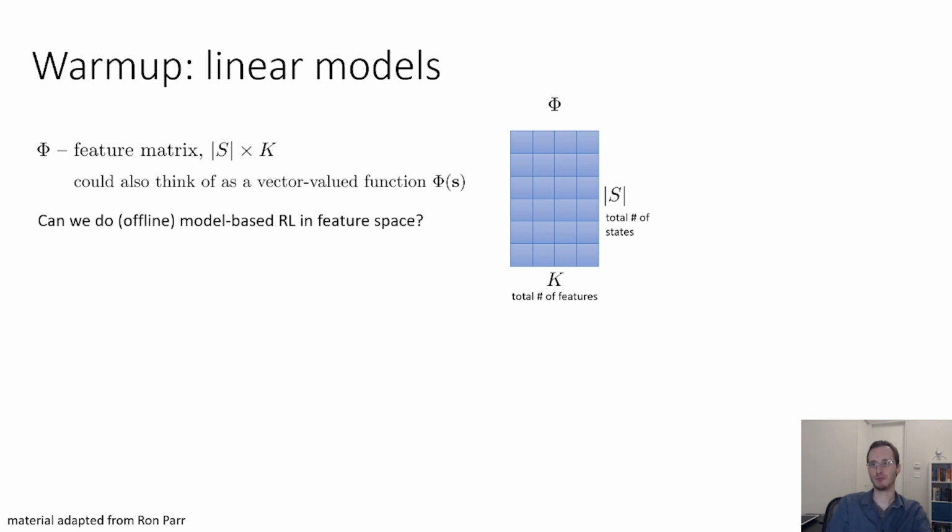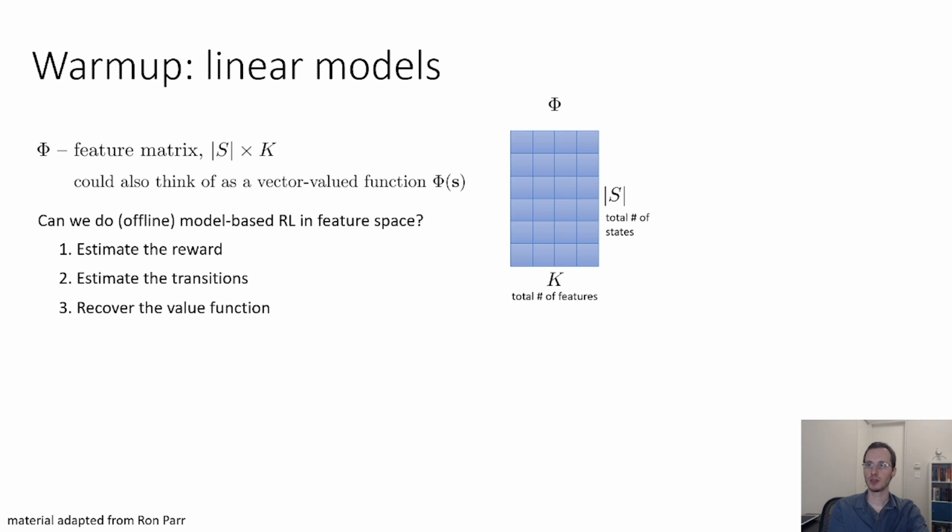Can we do offline model-based RL in this feature space? Well, we can do it like this. Step 1, estimate the reward in terms of your features. Step 2, estimate the transition probabilities in terms of your features. Step 3, use that to recover a value function. And then step 4, use that value function to improve your policy.